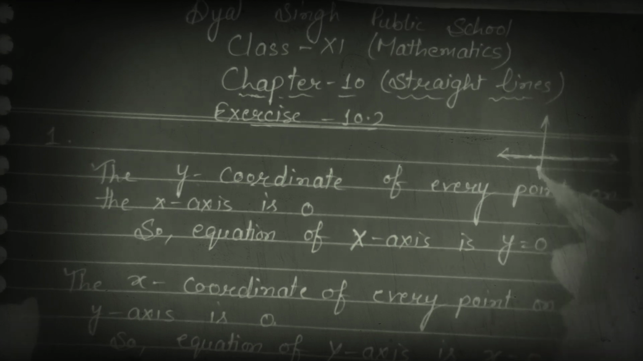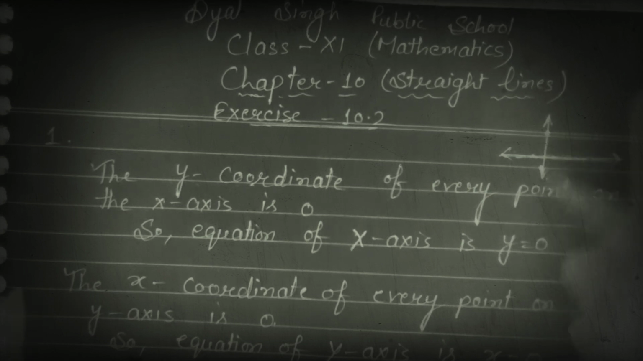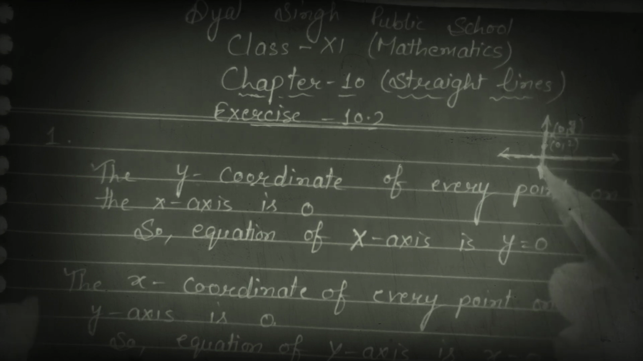On the y-axis, the x coordinate of every point. Suppose we are taking this point. So we can write 0, y. Y can be 2, 3. Suppose it is 3. It is 0, 3. So on the y-axis, the x coordinate is always 0. So that means this line is x is equal to 0. So for the x-axis, y is equal to 0 and for the y-axis, x is equal to 0.